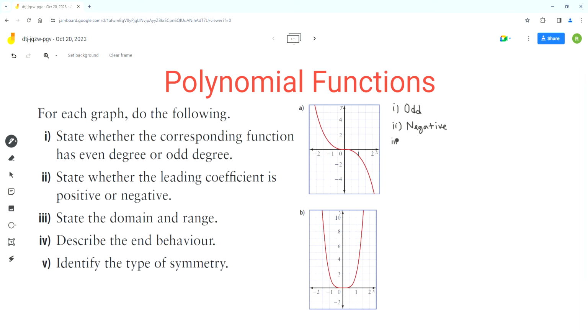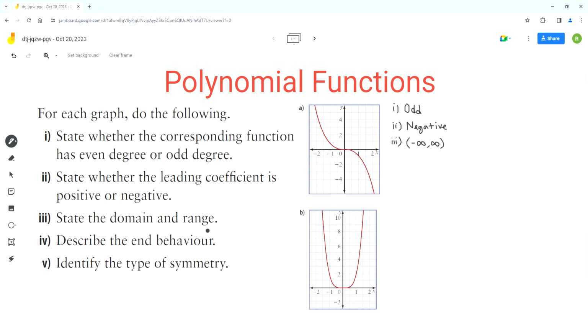Next we have to write the domain and range for this graph. As we know, the domain is for the x values. This graph spans the whole x-axis. It starts at the extreme left end of the x-axis, goes all the way across and continues to the right side of the x-axis. So the domain for this graph in interval notation can be written as negative infinity to positive infinity. So that's the domain.